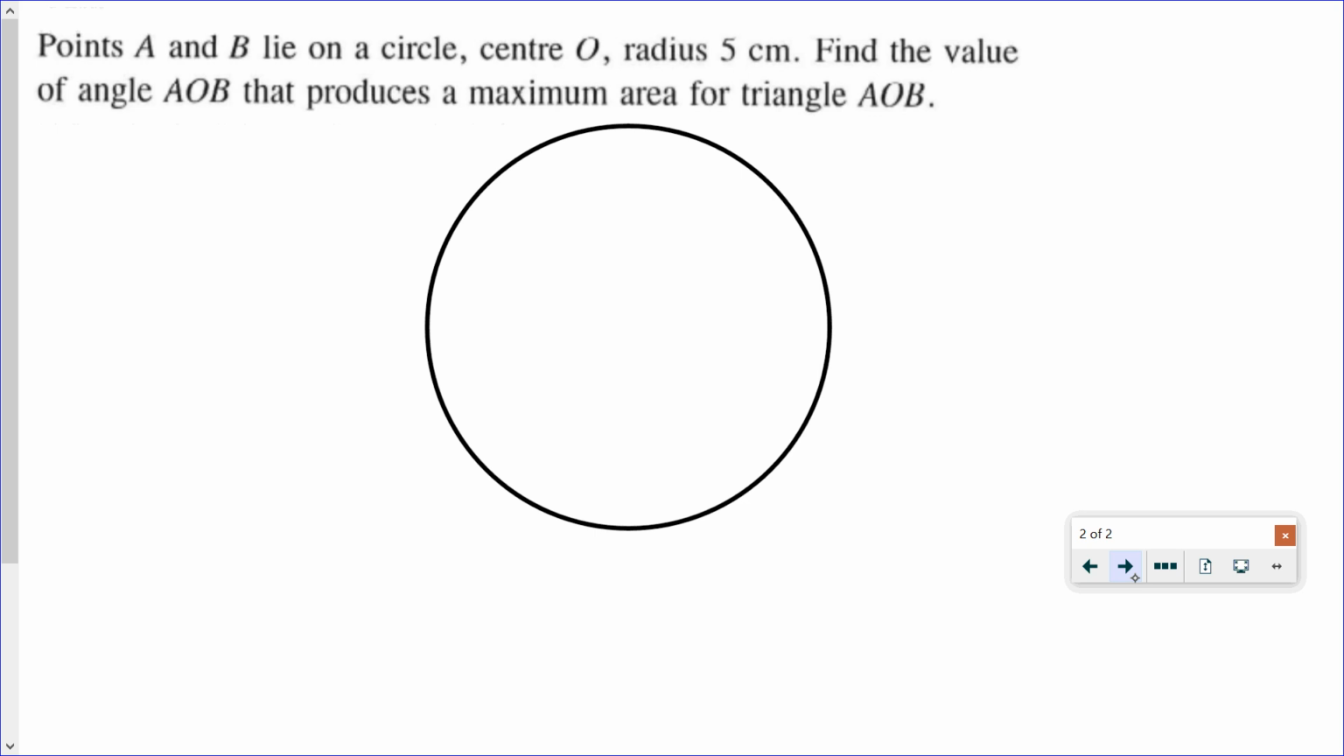So points A and B lie on a circle O with a radius of 5. Find the value of AOB that produces a maximum area.